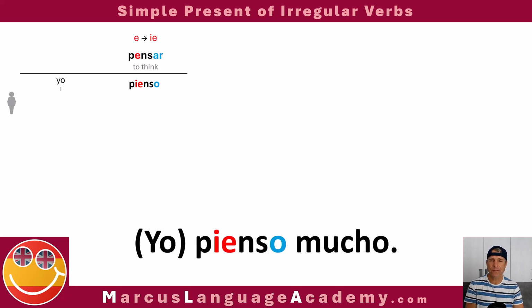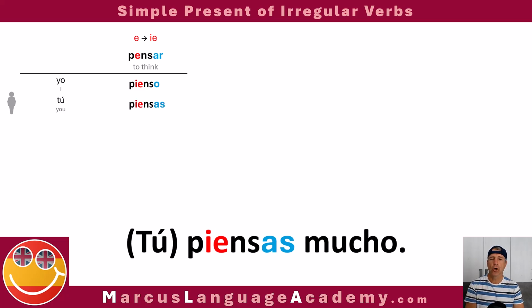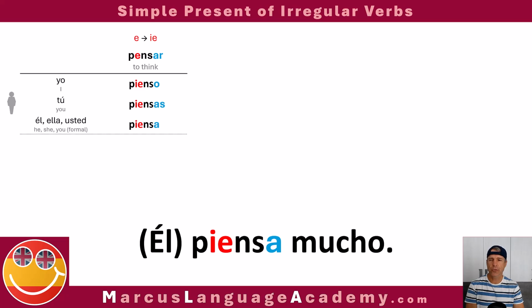So the E of the infinitive pensar changed to IE. And in second person as well, tú piensas mucho, or like a Spanish speaker, piensas mucho. You think a lot. And here we also have the change in the stem, and the ending is now AS, because it's an AR verb, and in second person we would put an AS. It's the same as with regular verbs, but here the change is in the stem. And in third person we would say él piensa. Él piensa mucho, okay?